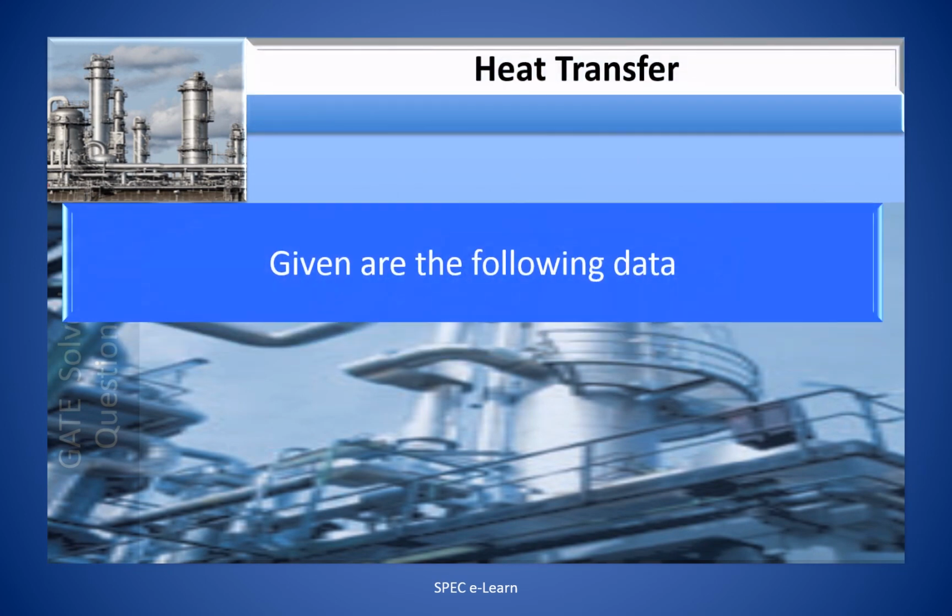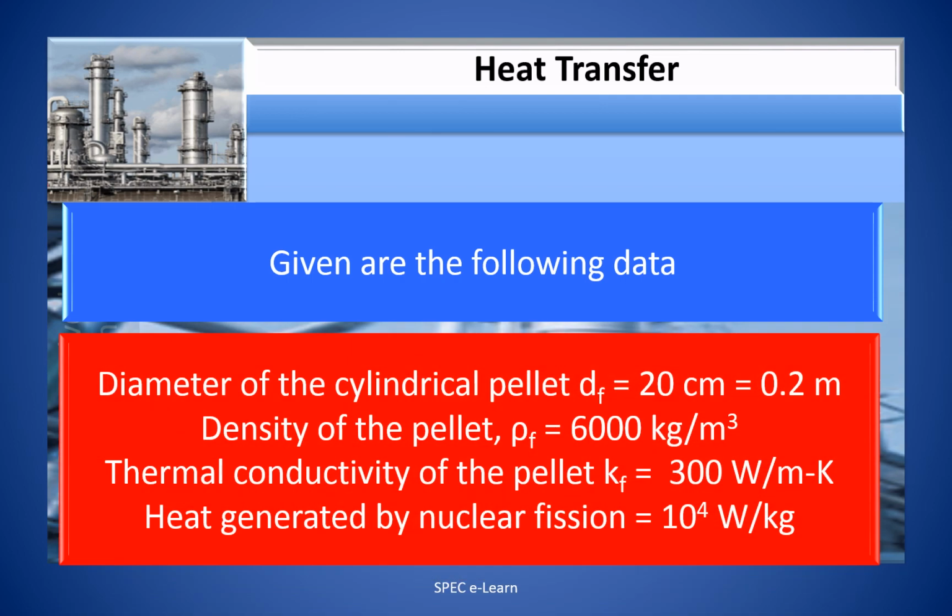Given are the following data. Diameter of the cylindrical pellet df is 20 cm. Density of the pellet rho f is 6000 kg per cubic meter. Thermal conductivity of the pellet Kf is equal to 300 watts per meter K. Heat generated by nuclear fission is 10 to the power 4 watts per kg.